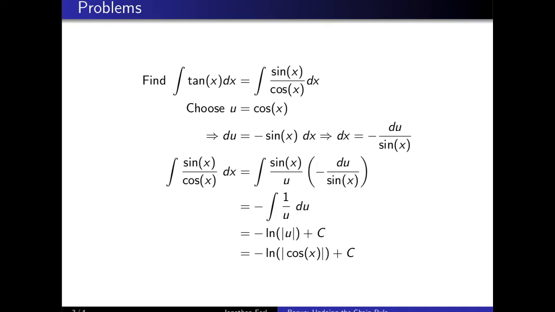And then lastly, we'll go and substitute in our expression u equals cosine of x. So what this says is that an antiderivative for tangent of x is minus the natural logarithm of absolute value of cosine plus c.